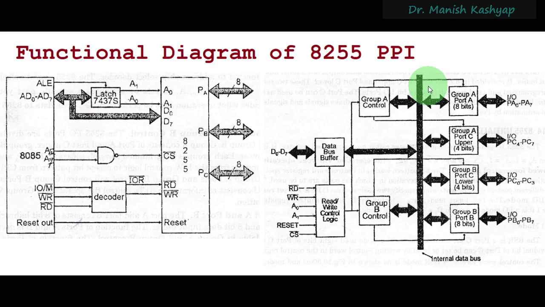After that, we have seen the functional diagram. With every group, meaning a port plus some portion of port C, port A and the upper portion of port C are in group A, and port B and the lower portion of port C are in group B. So this way we have seen the functional diagram also.